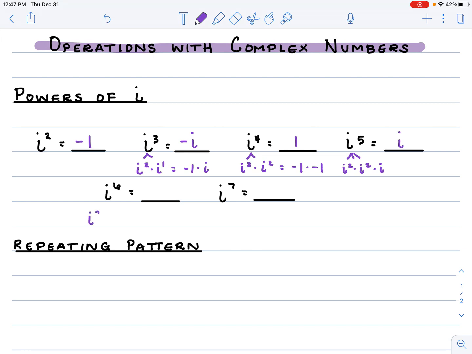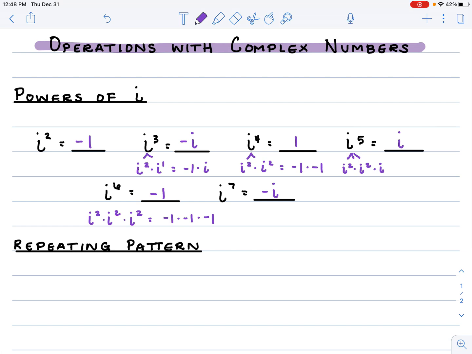i to the 6th would be i squared times i squared times i squared. Those are all -1. -1 times -1 times -1 would give me -1. You notice we're repeating that pattern now because i squared was -1 and i to the 6th is -1. So that means i to the 7th is going to be the next pattern, which would be negative i. i to the 8th would be 1, i to the 9th would be i, and so on and so forth.